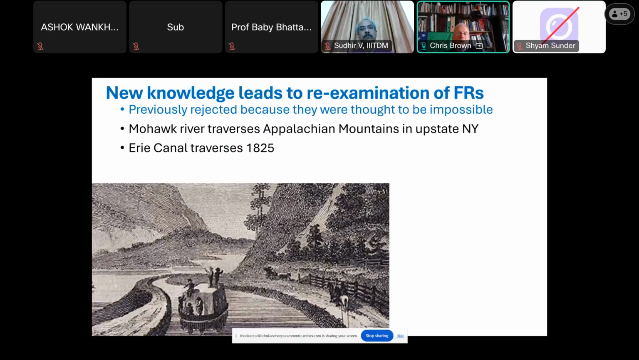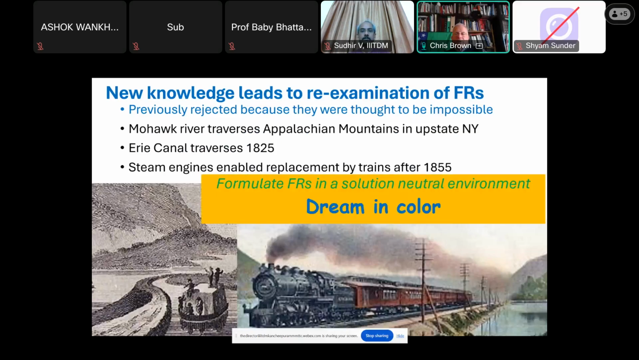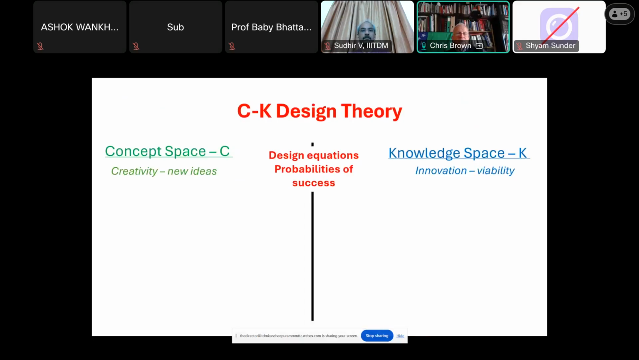However, the Erie Canal goes in 1825, and steam engines come in, and trains, and then through the same gap in the Appalachian chain in upstate New York, they laid rails, and then you had railroad. So a new solution. So formulate the FR in a solution neutral environment, dream in color, and watch and see what new advances could be used.